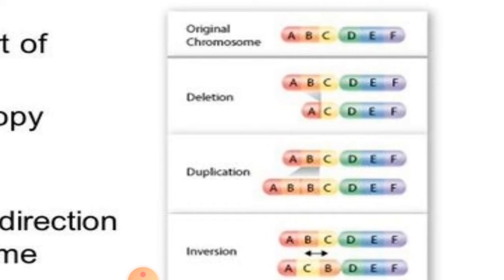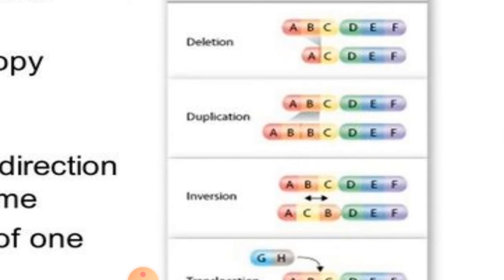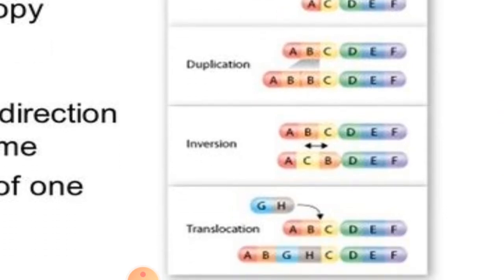In duplication, you see B is included twice: A, B, B. That means another B is added. Duplication. Then inversions. In inversion, you see the sequence has changed. Instead of A, B, C, it becomes A, C, B. And translocation, you see here after B, another segment from somewhere else is being added here, that is A, B, G, H, and then C.